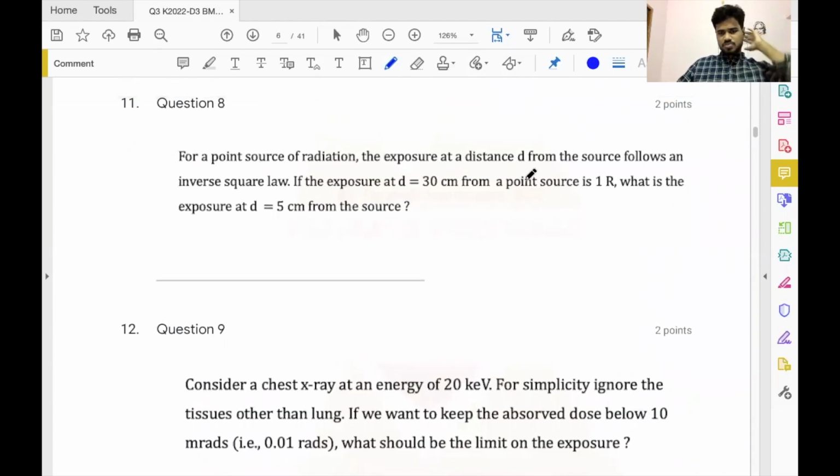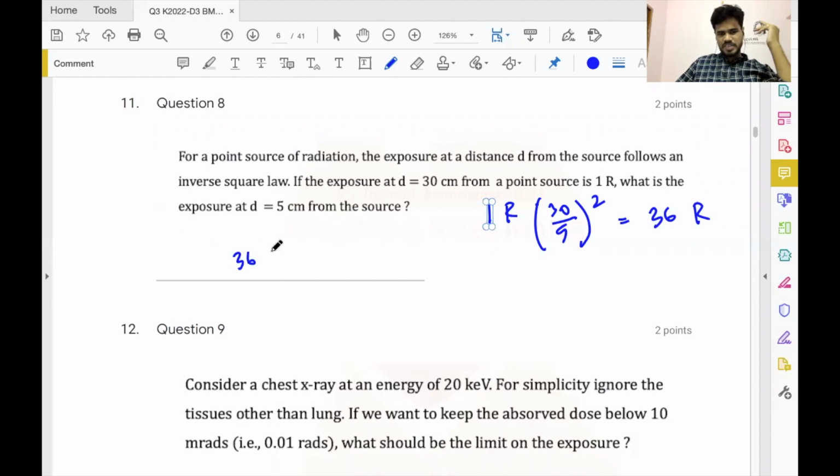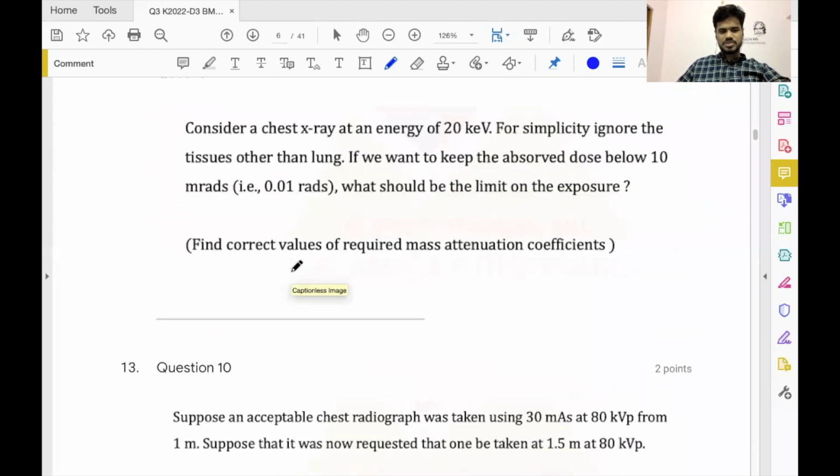Point source radiation exposure at distance d from source follows the inverse square law. We know this. Exposure at 30 centimeters from a point source is 1 Roentgen. What is the exposure at 5 centimeters? It should be higher, based on the square of the ratio of the distances. So it's going to be 30 by 5 squared. At this stage, I can do things this fast. So it's going to be 36 Roentgen. Even the units are important, so let's make sure to remember that.